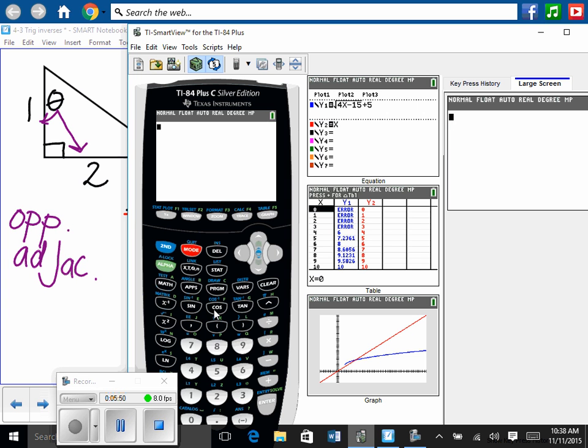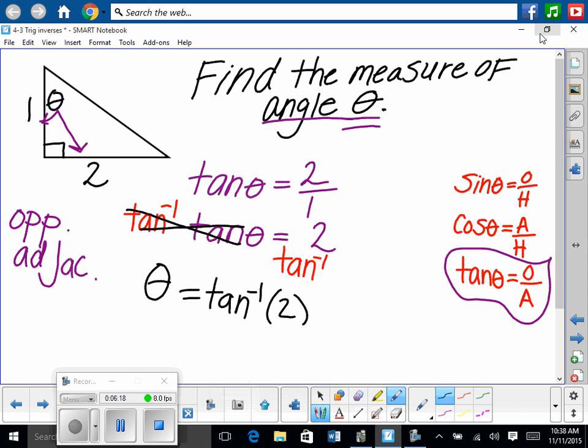Now everybody see the sine, cosine, tangent keys. Right here is tangent, but we need inverse tangent. If you notice the little writing above, it's inverse tangent. So you hit second, tangent, and notice how it wrote inverse tangent. So the inverse tangent of 2, that's what we're calculating, and that is theta, right? That's our angle. So you hit enter, and you get 63.4 degrees. So theta is equal to 63.4 degrees.